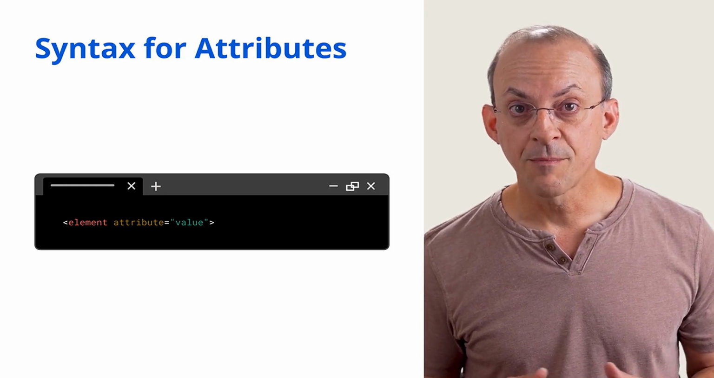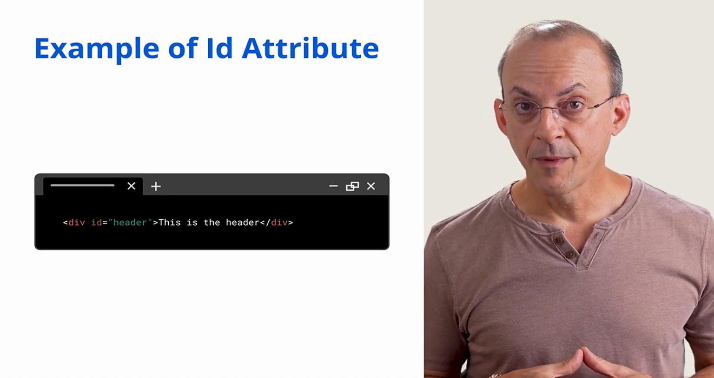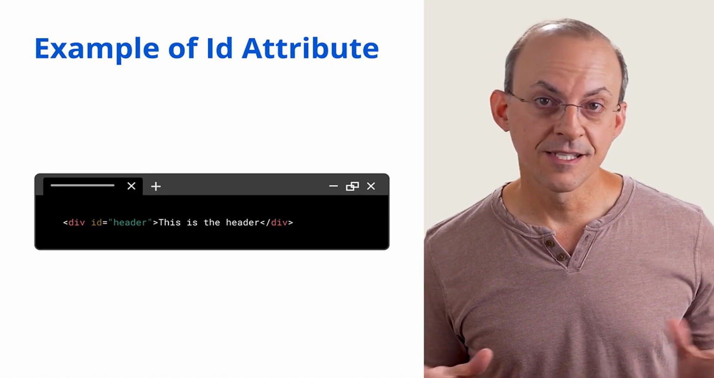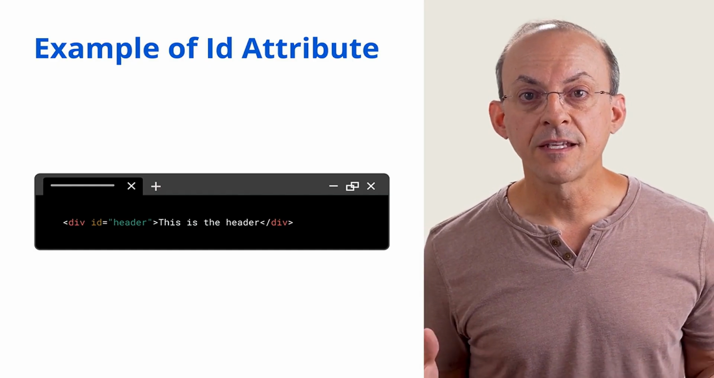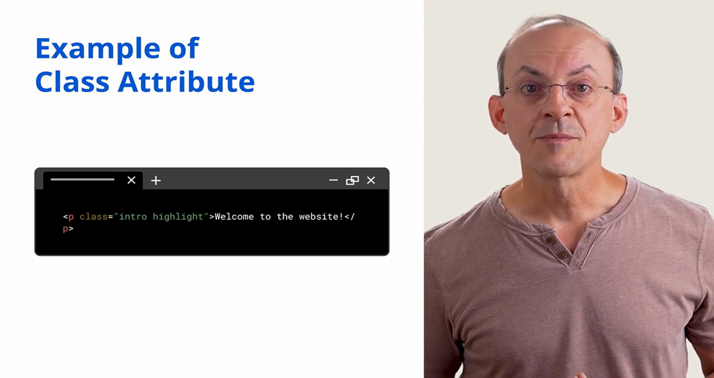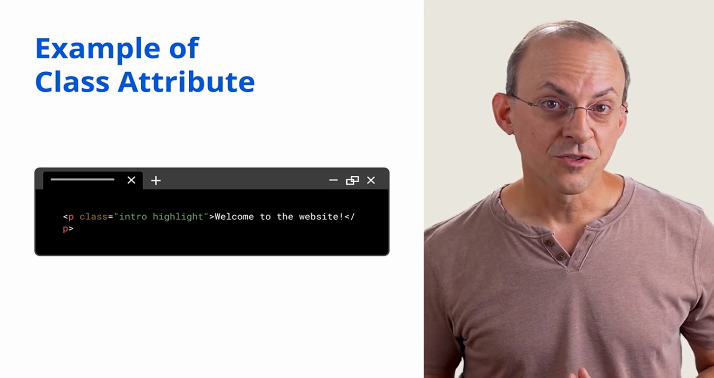Let's examine some of the examples of commonly used attributes. In this example, we create a div element with an ID attribute set to header. Within this div, the text "this is the header" is placed, and finally the div tag is closed. The attribute class assigns one or more class names to an element, which can be used for styling or scripting.